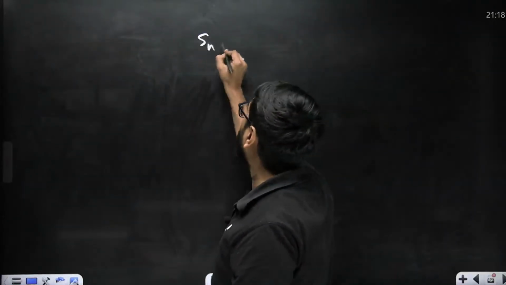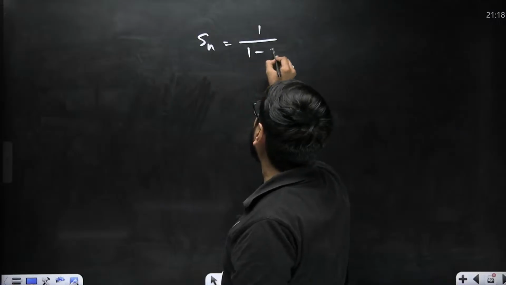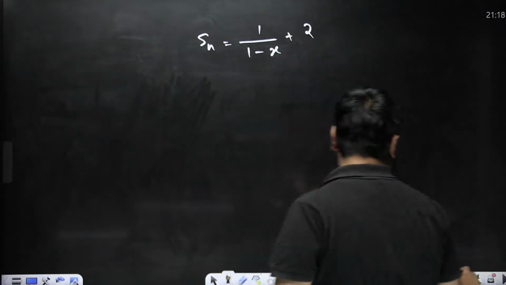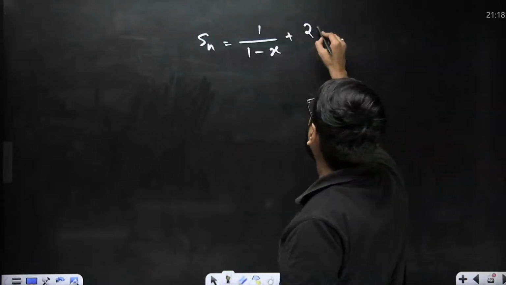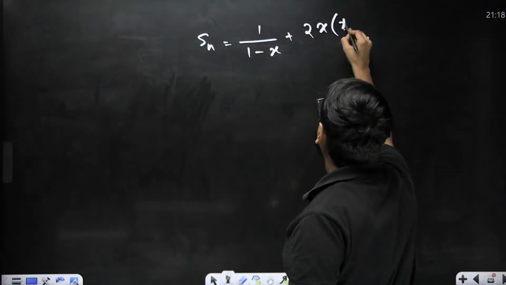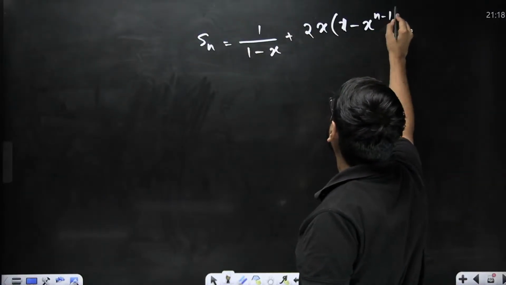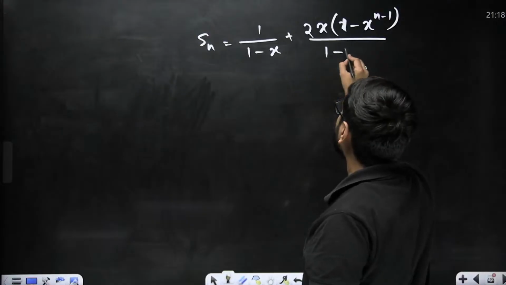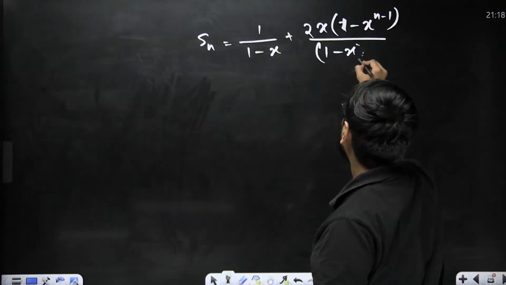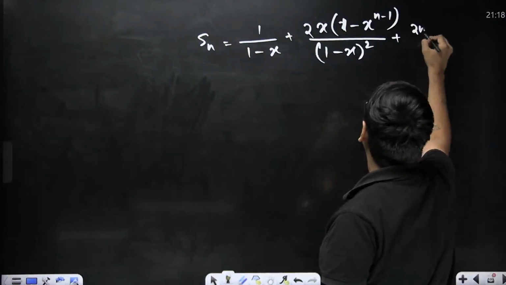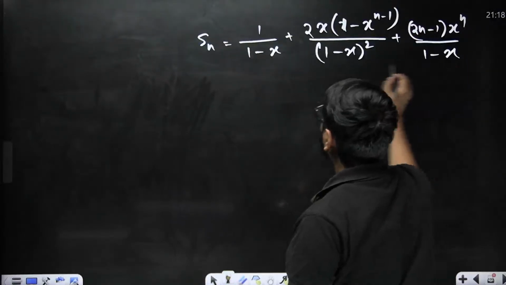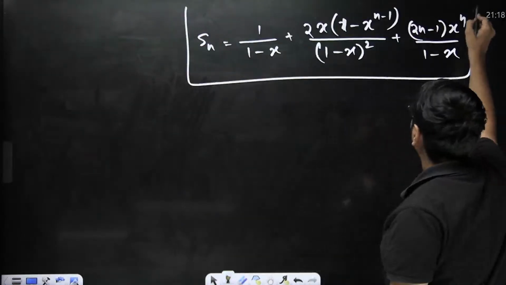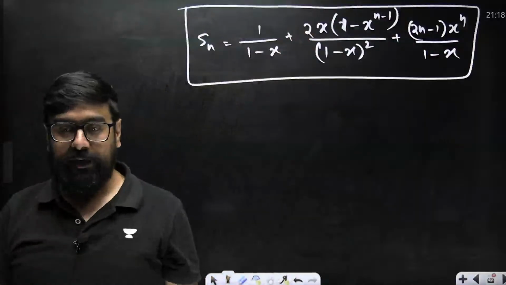Finally, what we are going to get is Sn is 1 divided by 1 minus x plus 2 into x into 1 minus x to the power n minus 1, and in the denominator we had 1 minus x, again 1 minus x came from here, so it will get squared, plus 2n minus 1 into x to the power n divided by 1 minus x. This will be your sum of n terms for that particular expression.